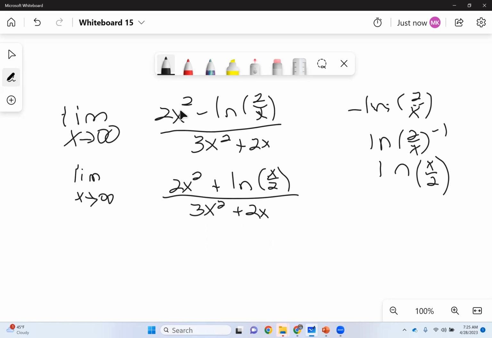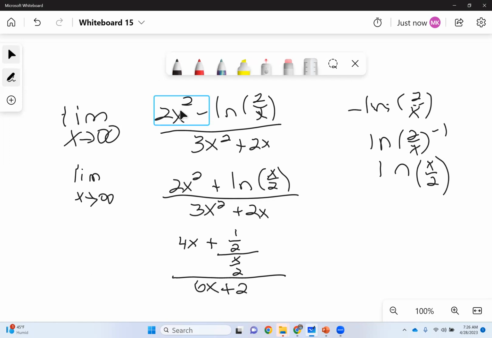Now, we still have infinity over infinity, but it makes it a lot easier to take the derivative of the numerator. So the derivative of the numerator is 4x plus, it's the derivative of the inside over the inside. So that would be 1/2 over x over 2, over 6x plus 2. I'm going to scroll down a little bit.